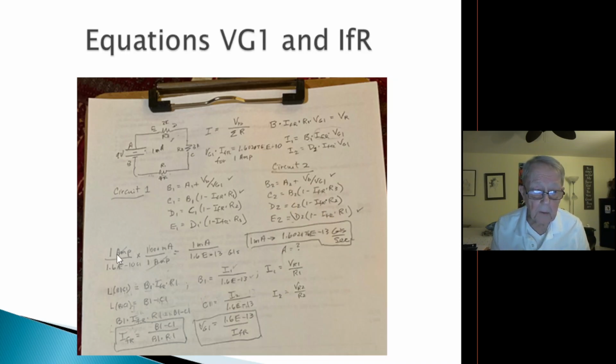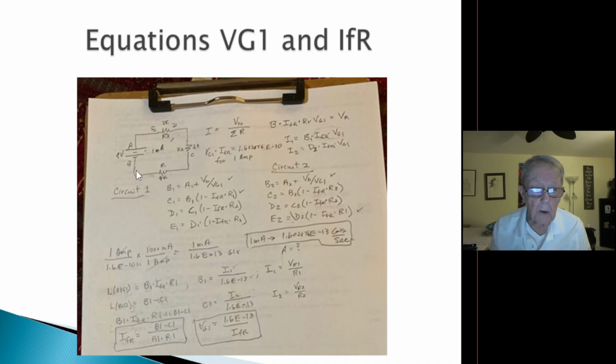But then I wrote down this number I got. I know it's hard to see, 1.6 times 10 to the minus 10th when there's 1 amp. Then I converted it to 1 milliamp because that's what this circuit had, 1 milliamp, not 1 amp. And so it's 10 to the minus 13th, 1,000 times smaller. But then I did something very straightforward.